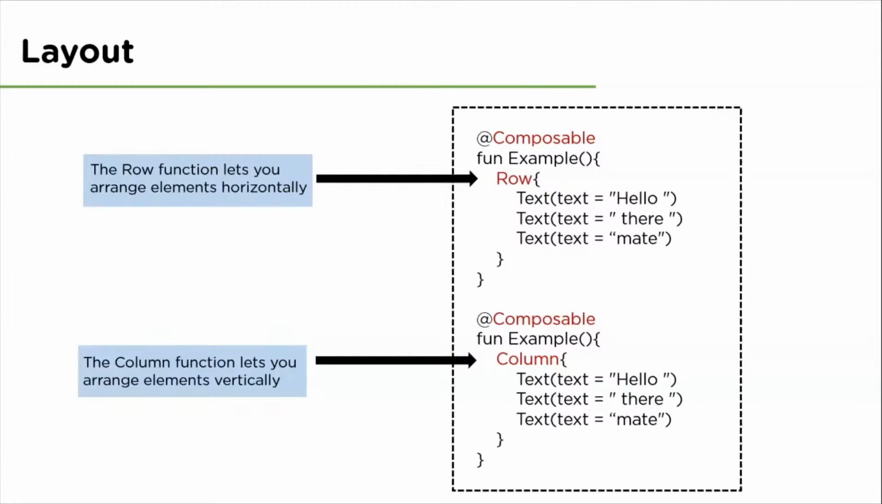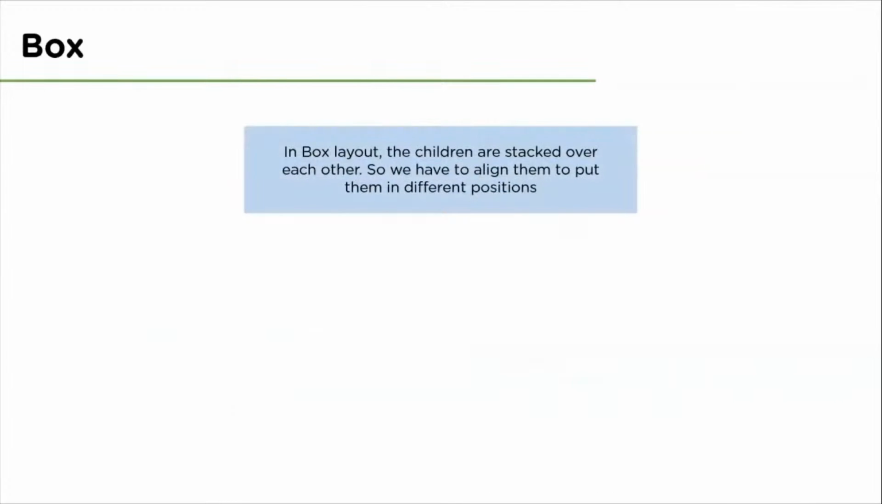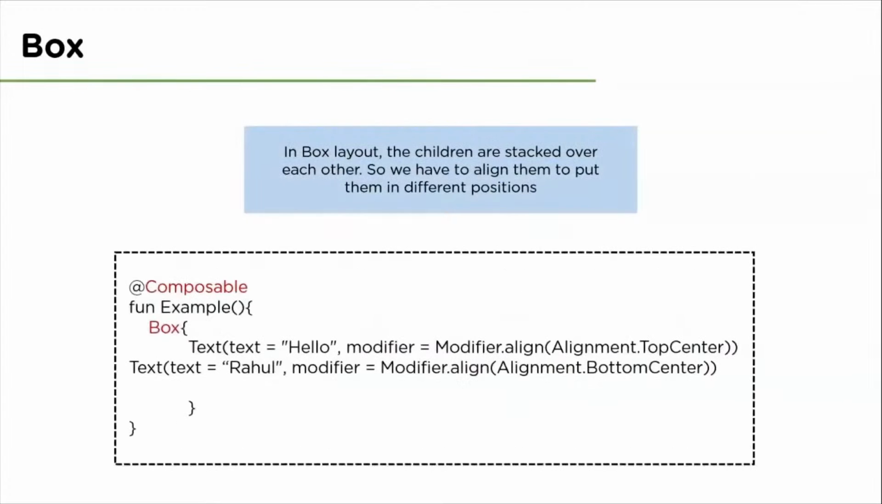Now moving on to the next topic, which is Box. In Box layout, the children are stacked over each other by default. So we have to align them to put them in different positions or proper positions. We use the align modifier to set the position or alignment for children elements. As we can see in this example, we have used the align modifier, and we can also see there is Alignment.TopCenter and Alignment.BottomCenter. These are the alignment options that are applied to the child user interface.